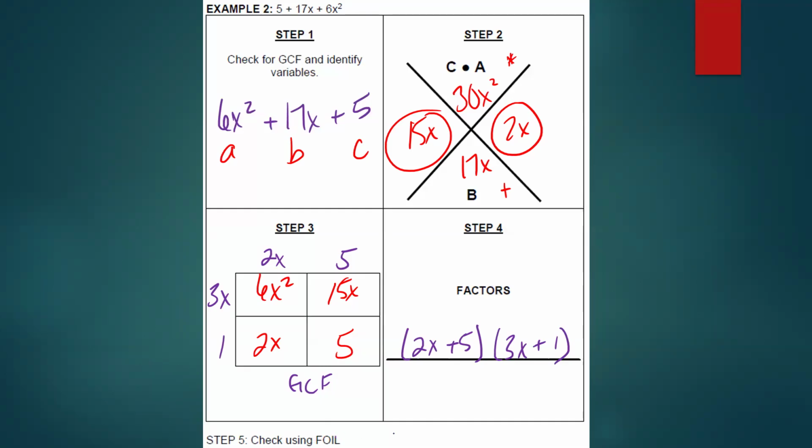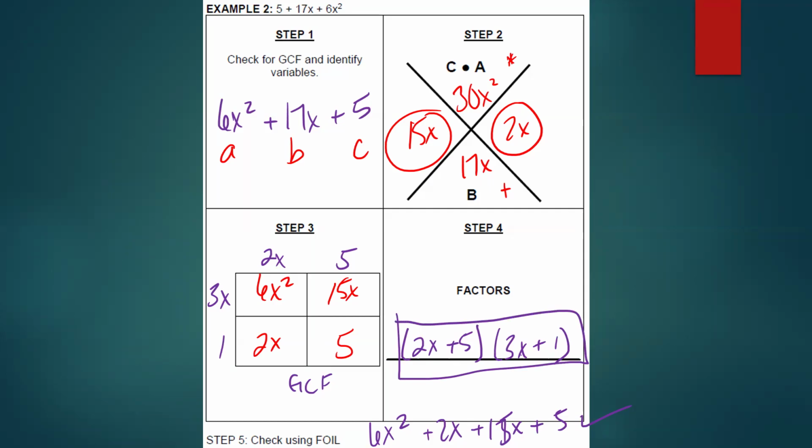If you're not confident, then you would check yourself by using FOIL. 2x times 3x gives us 6x squared. 2x times 1 gives us 2x. 5 times 3x gives us 15x. And 5 times 1 gives us 5. When you add these together, does it come out back to box 1? Yes, you're a genius. So your answer is correct. And this is how you factor.